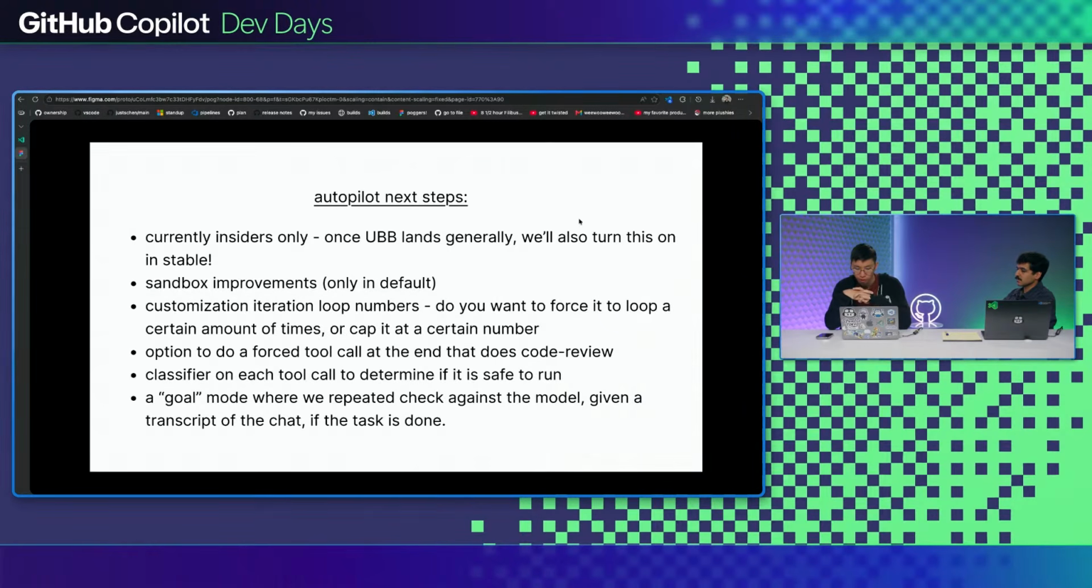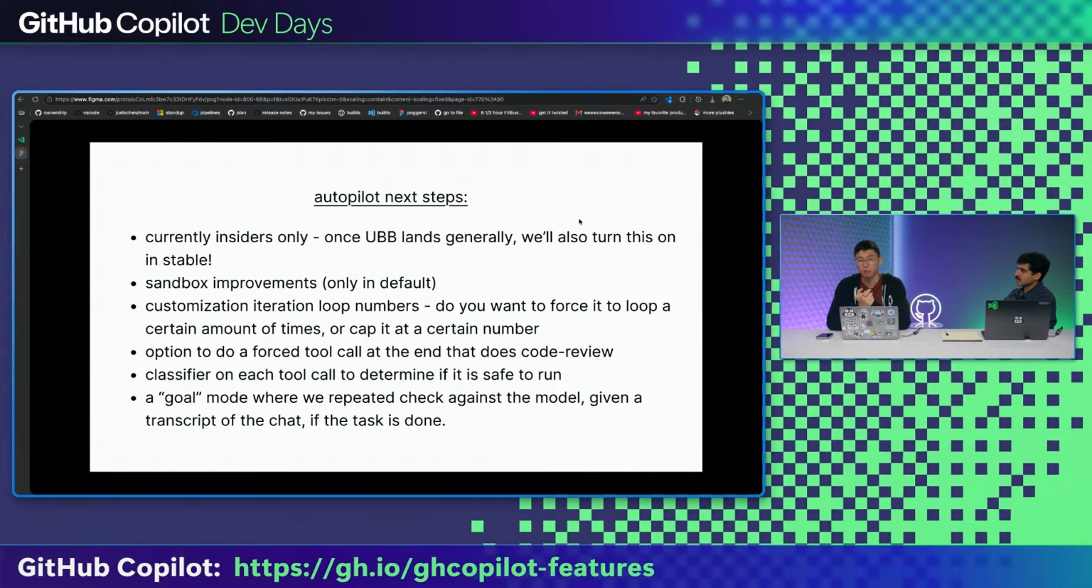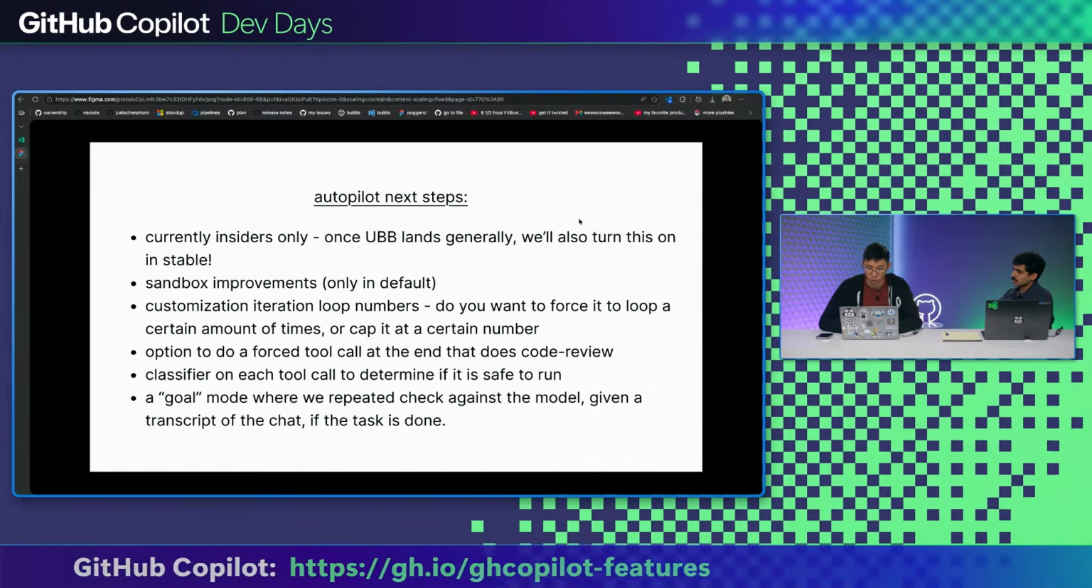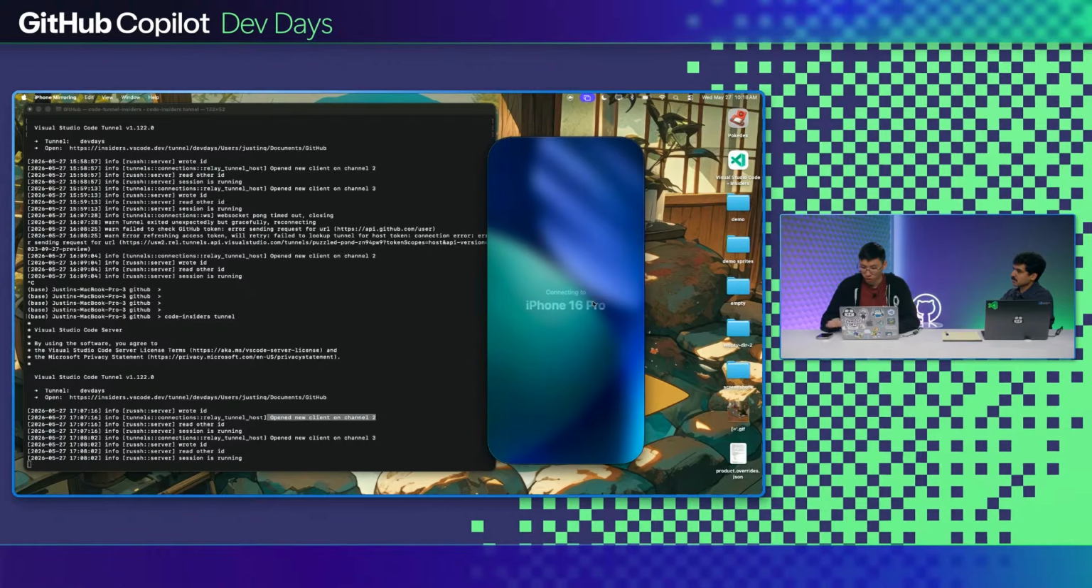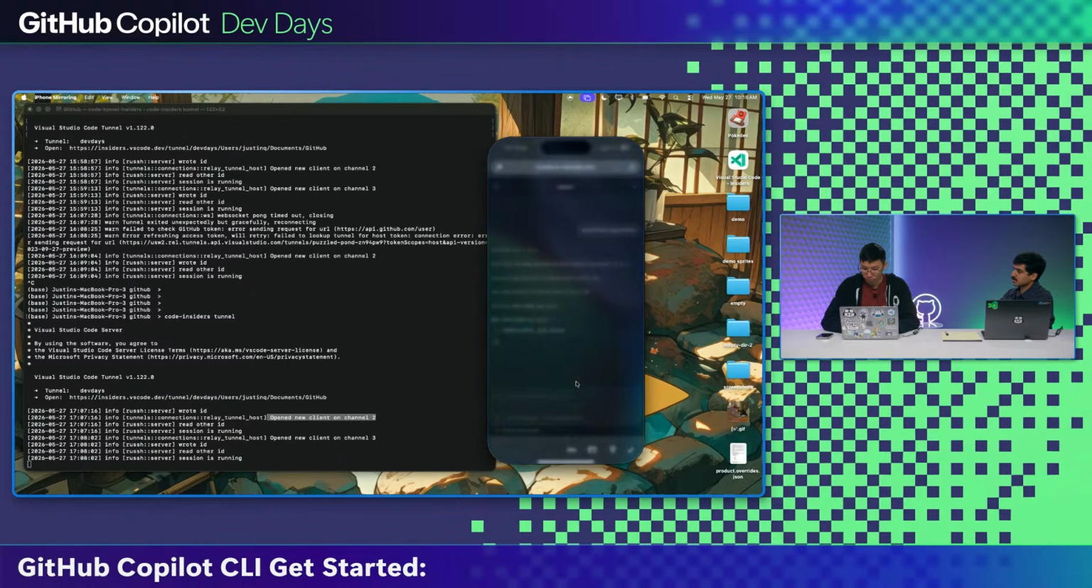And then the last thing here for a couple next steps is kind of like a goal mode, where instead of using task complete, we're actually giving the model a transcript and saying, hey, take a look at everything that's been run here and determine if the task is done that way. And I guess how that ties into the entire story of us being agent first, as you saw here, I'm going to reconnect here.